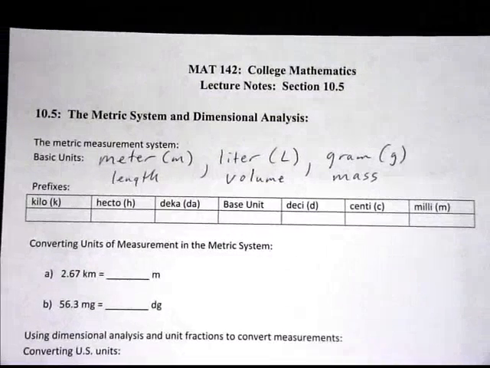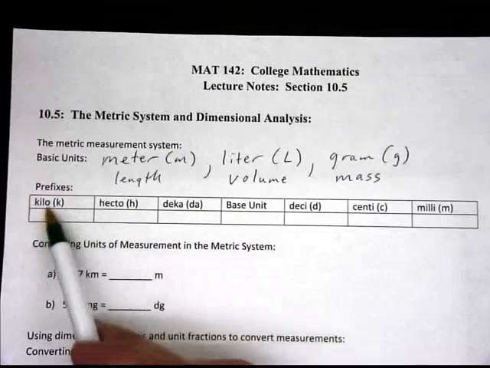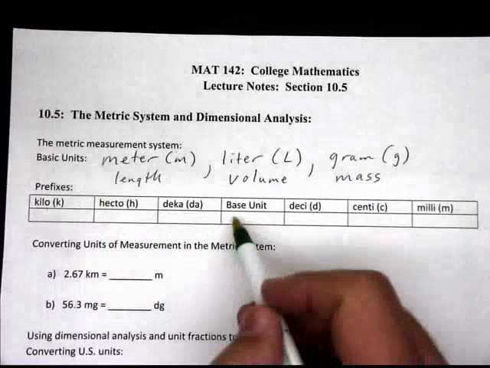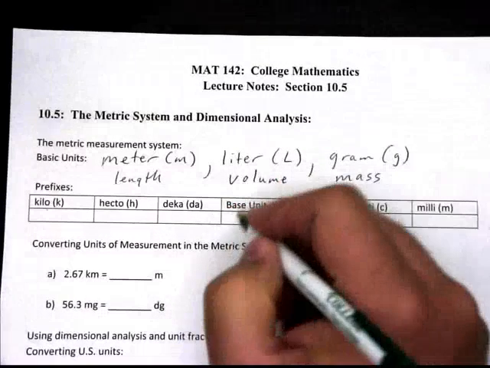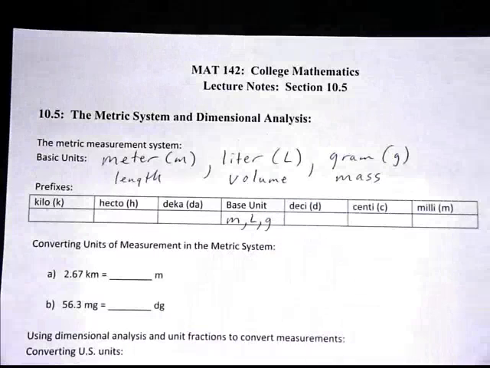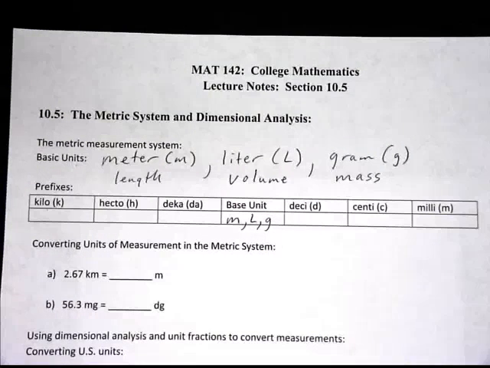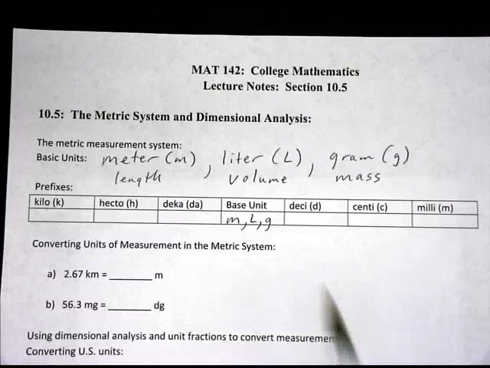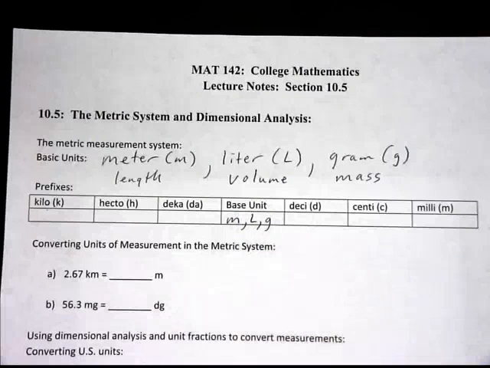Then once we have those basic units, we can change those units by using prefixes. Okay, so our base unit goes here, and they are the meter, the liter, and the gram. And if you go on into other science courses, you'll see some other basic units, but these are the ones that we're going to use most frequently.